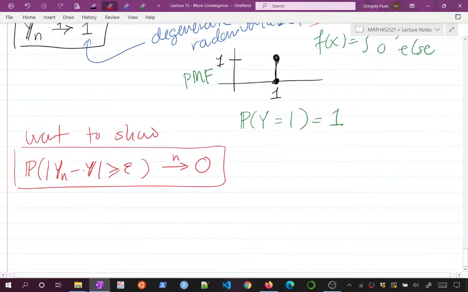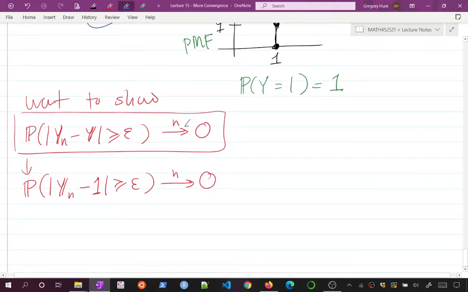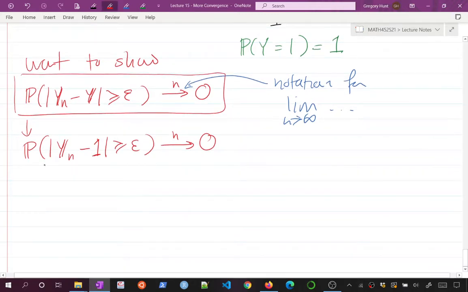And in our case, our y, our limiting random variable, is pretty simple, right? It's just a degenerate random variable at 1, so I can just replace that with the number 1. And I want to show that the limit as n goes to infinity is 0. All right, that's my notation. Arrow, limit, and I've written n to say as n gets bigger. So that's just some notation for limit as n goes to infinity, right? Because I'm lazy and I don't want to write that a bunch of times. Okay, so let's look at what we can show.